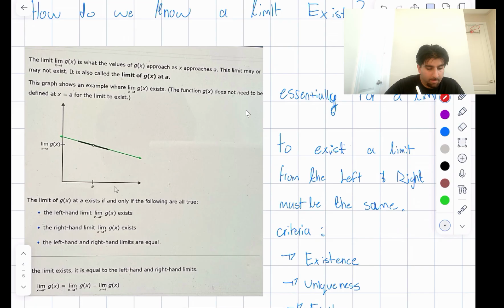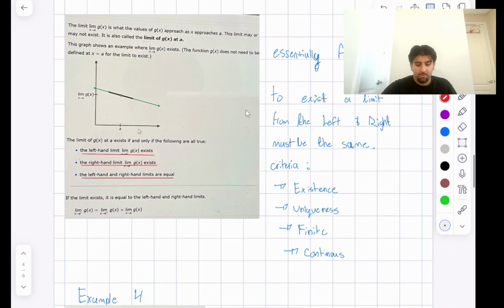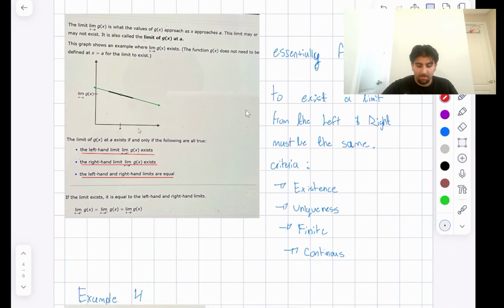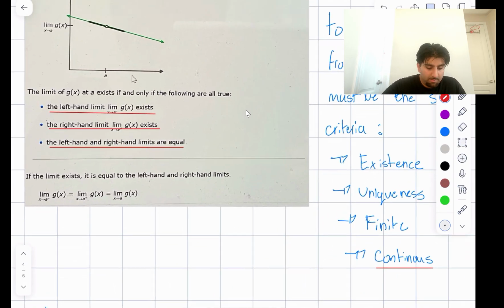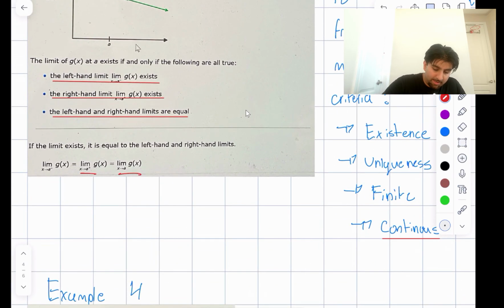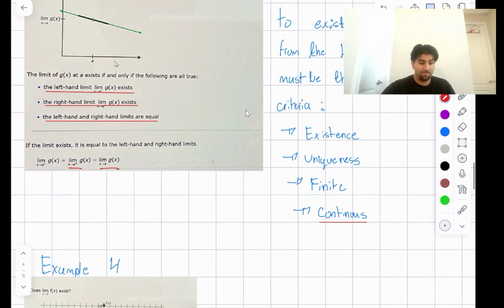is the left-hand limit exists, the right-hand limit exists, and the left-hand and right-hand limits are equal, right? Criteria: existence, uniqueness, finite. We don't have to worry about this one for now, but continuity matters, and we'll see later on in this course why continuity matters for existence of a limit. So if a limit exists, its left-hand and right-hand sides are equal. This is a good enough definition for now for the existence of a limit.